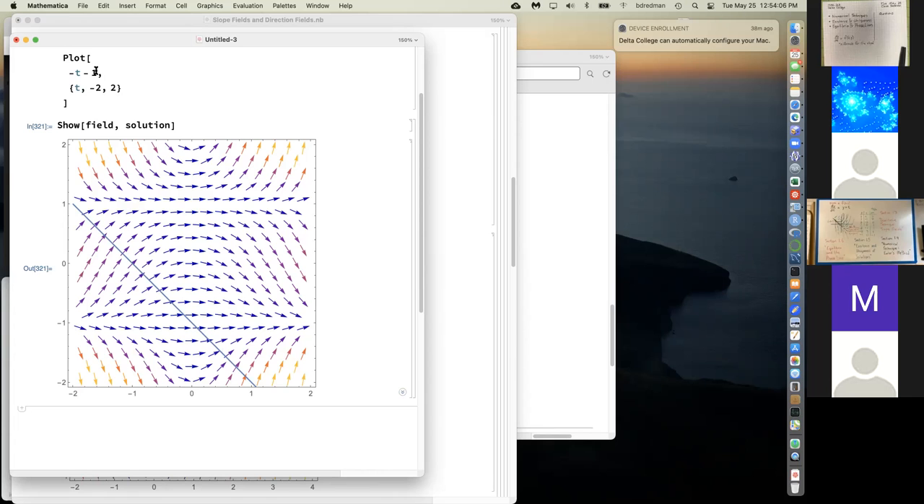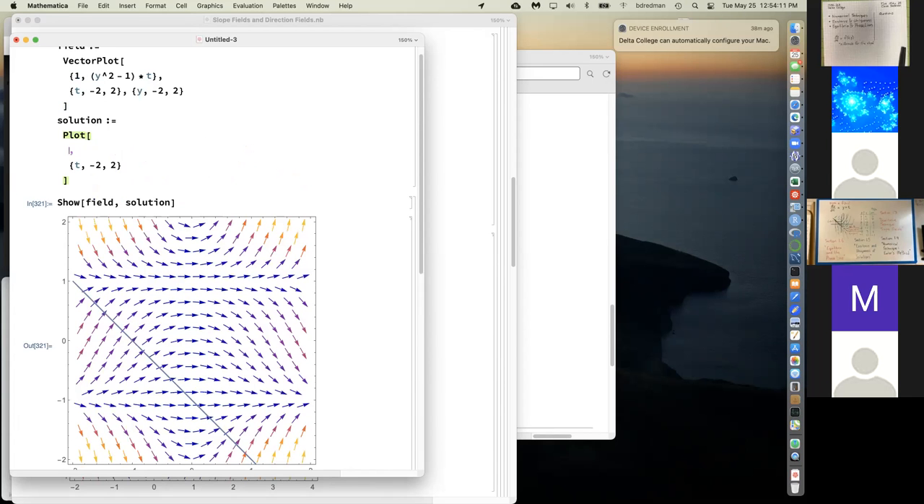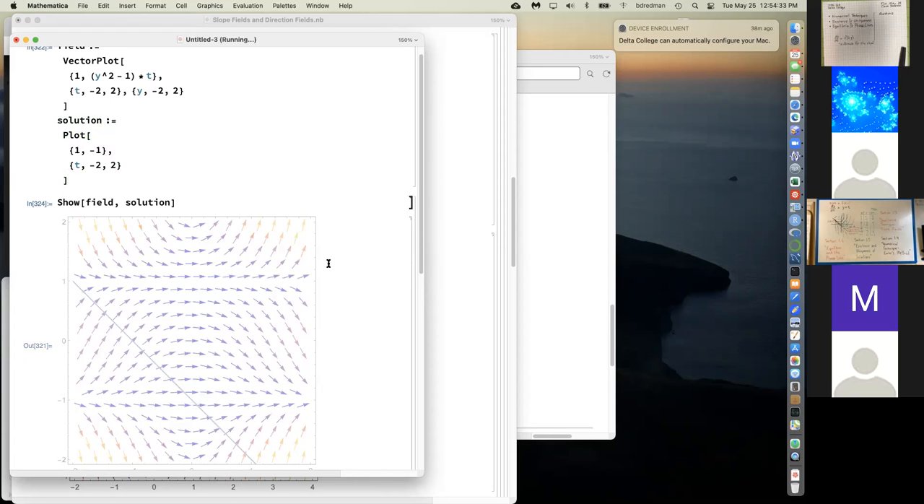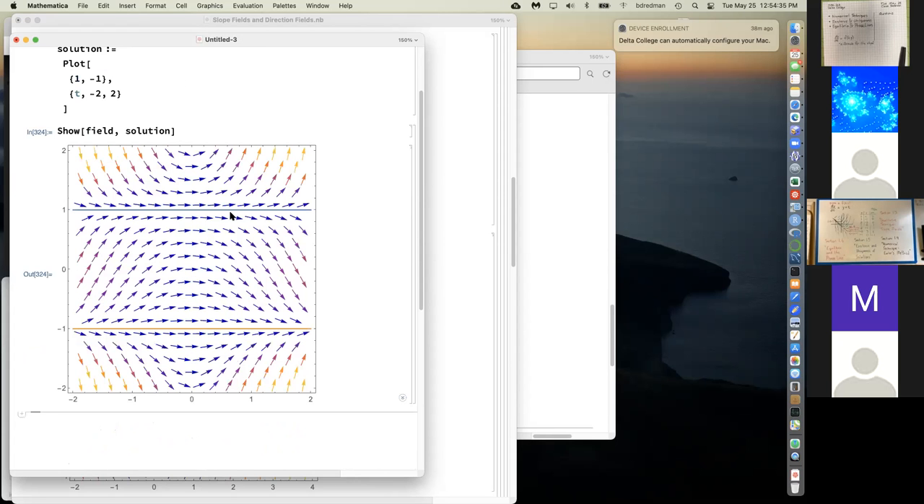Let me put that in here to the plot. Let me take out the negative t plus 1 and ask Mathematica to plot y equals 1 and y equals -1. Here I'm asking Mathematica to plot two things at once, the constant function 1 and the constant function -1. You could have Mathematica plot many things at once. I haven't shown anything yet. Now I execute the show command. Okay, there's two solutions that fit that field.